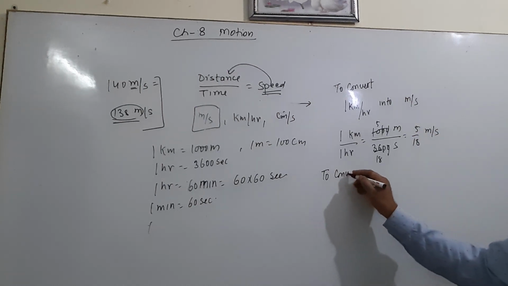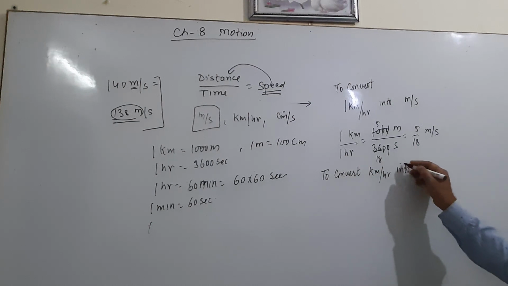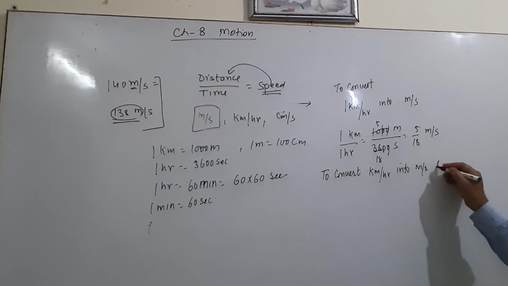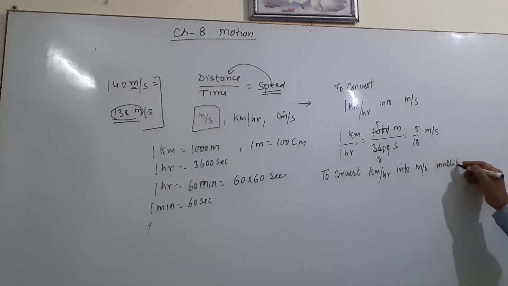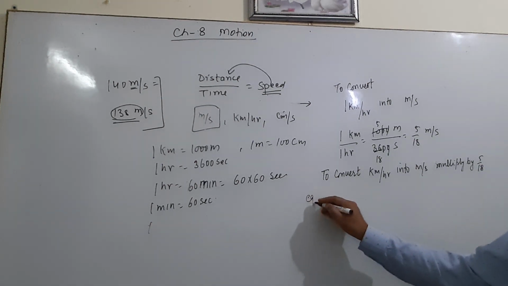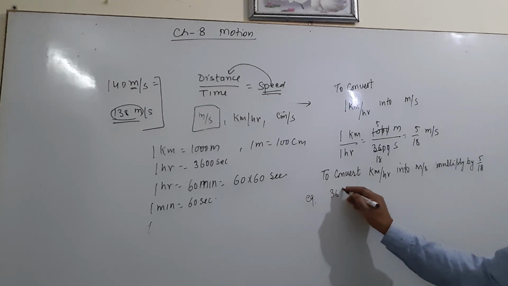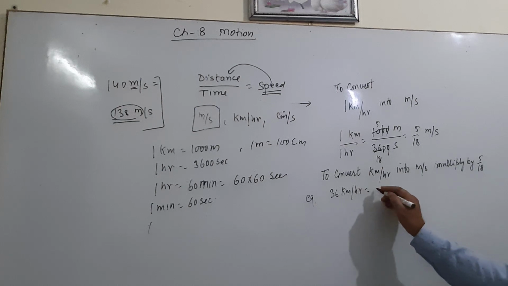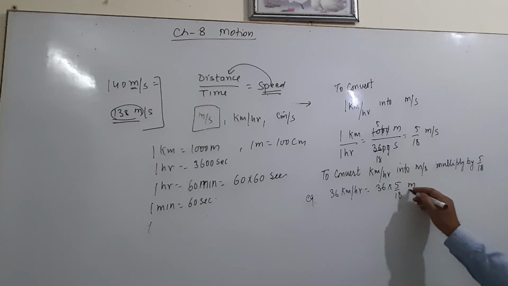To convert kilometer per hour into meter per second, multiply by 5 upon 18. Is it clear? For example, 36 kilometer per hour is equal to 36 into 5 upon 18 meter per second.